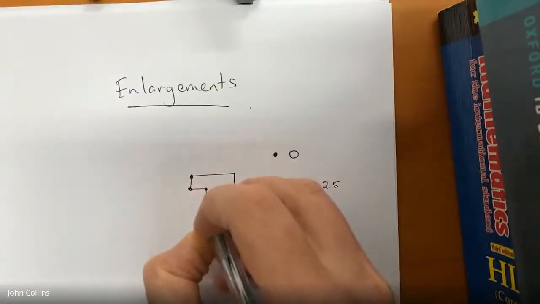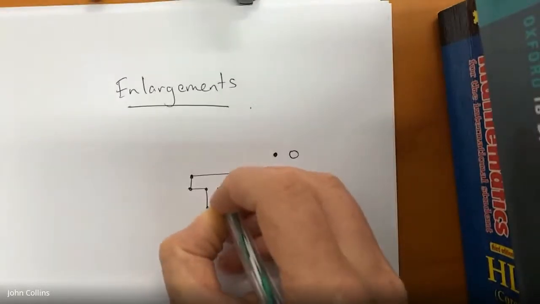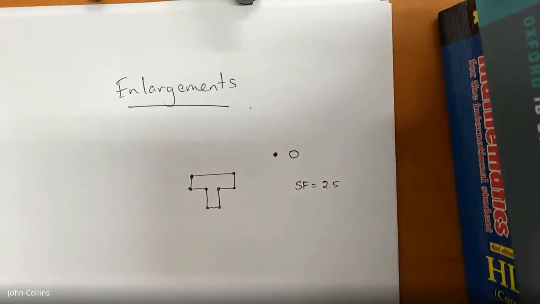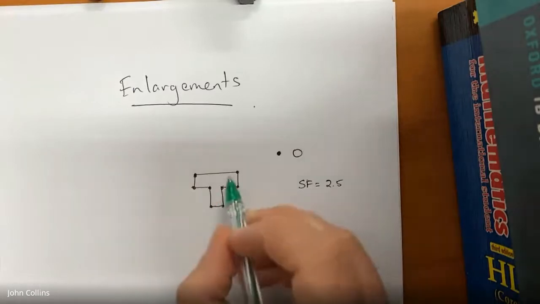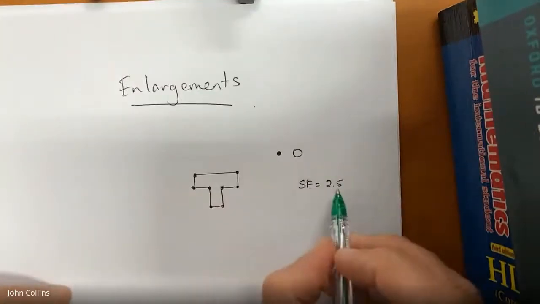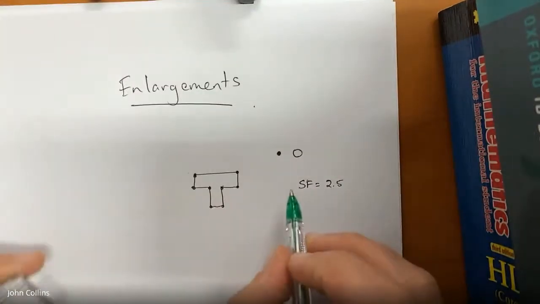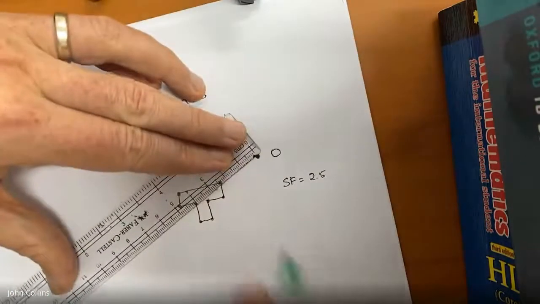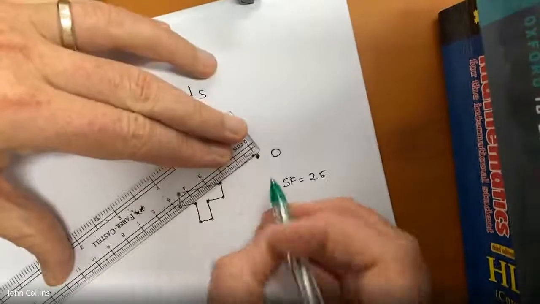Yes, exactly. So first of all, I pinpoint my vertices. There's loads of vertices in this shape. I'm not going to do them all, but I'll do some of them. All these points have to be moved, and they all have to be moved 2.5 times further away from O. So let's just do 1 point, and I'll pick this point here.